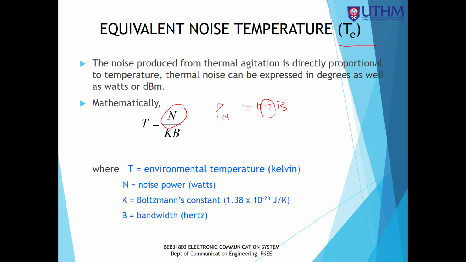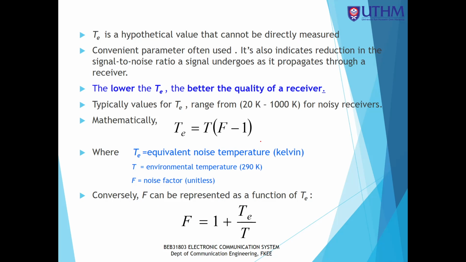So ini adalah T here. Okay, adalah environmental temperature. Yang kita belajar tadi tu adalah environmental temperature, suhu sekeliling, suhu sekitar, suhu bilik. So it is equal to KTB untuk noise power. Apa yang nak ditunjuk adalah equivalent noise temperature. So apa itu TE? TE is a hypothetical value that cannot be directly measured. So you see that the lower the TE, the better will be the quality of the receiver.